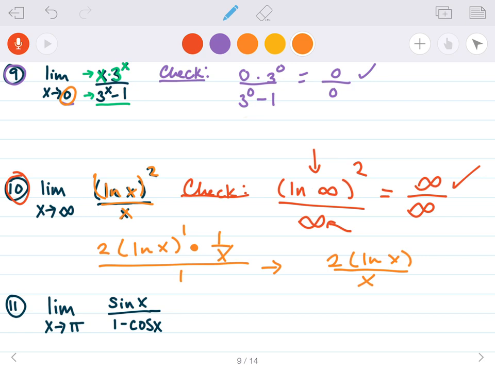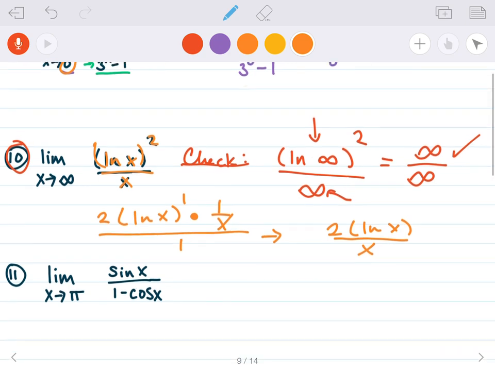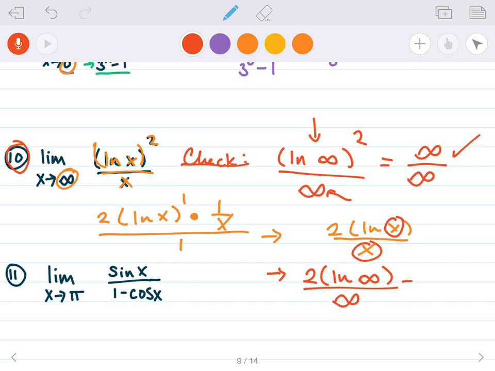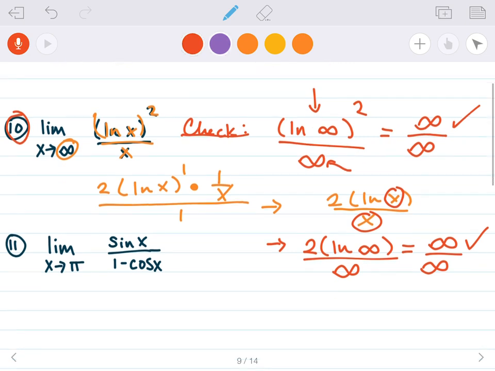So let's see. All right, so that's simplified. Now what I want to do is put my infinity in here and see if I get a numerical answer. If I input infinity here, I get 2 times ln infinity over infinity. Now the top is getting arbitrarily large, so I have infinity on top, infinity on bottom, which tells me I need to use L'Hopital's rule again, okay, with this function.